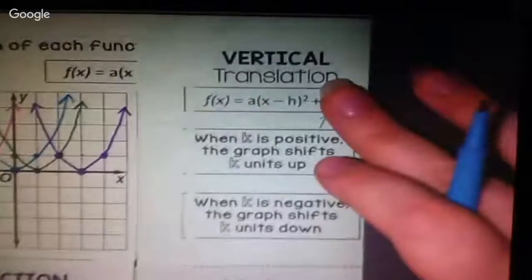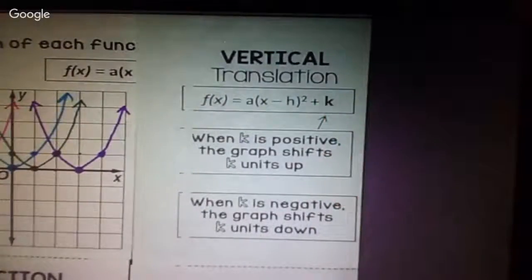Yes, we're on the top right flap. Okay, so vertical translation. Notice the number that changes and moves me up and down is not with the x. So if it's not with the x, it affects your y. Okay? The beautiful thing about k, though, is no matter what it is, that's how it moves.